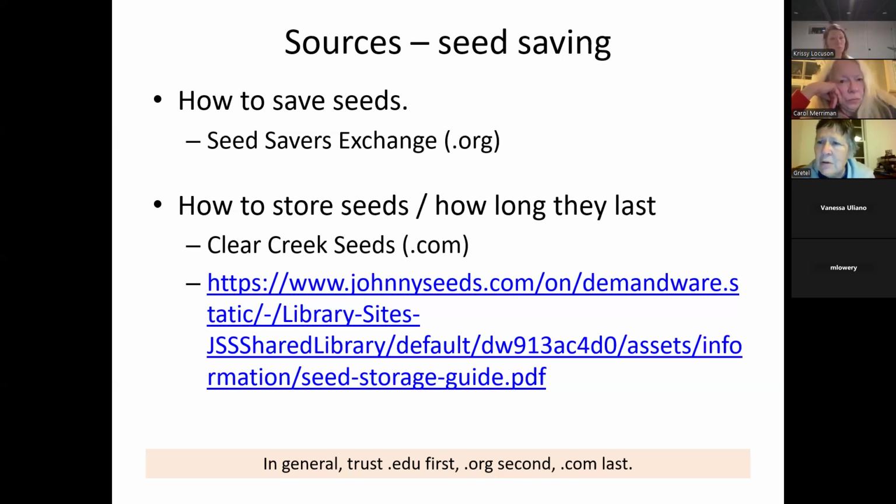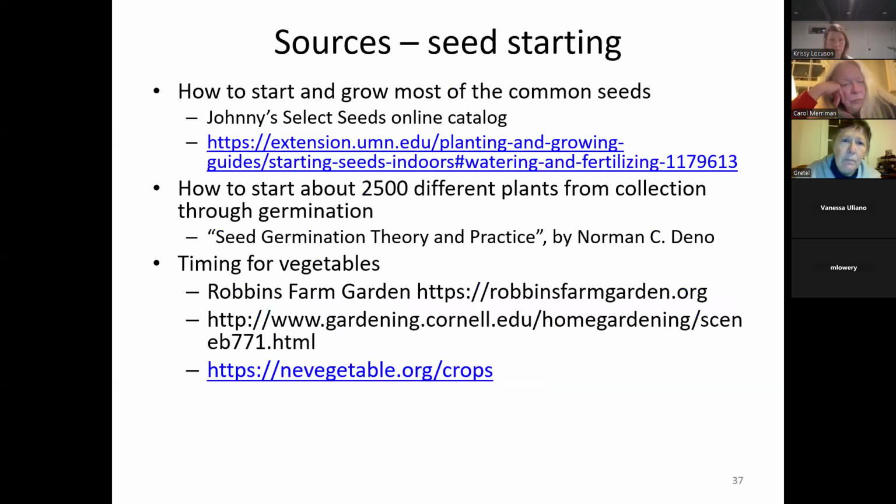.com is trying to sell you a product or a service, but they may still give you really good information like Johnny's does. How to start and grow most of the common seeds, Johnny's. How to start about 2,500 different plants from collection through germination, Norman C. Deno. This is a book that is available only online for free as a downloadable PDF. It is not the latest and greatest information. It was written in the 80s, but it is the most consolidated information.